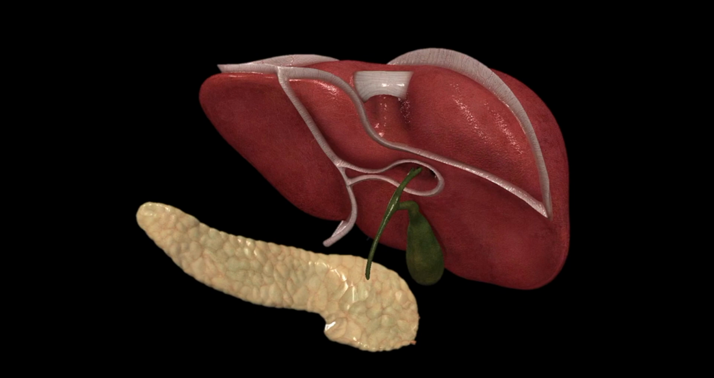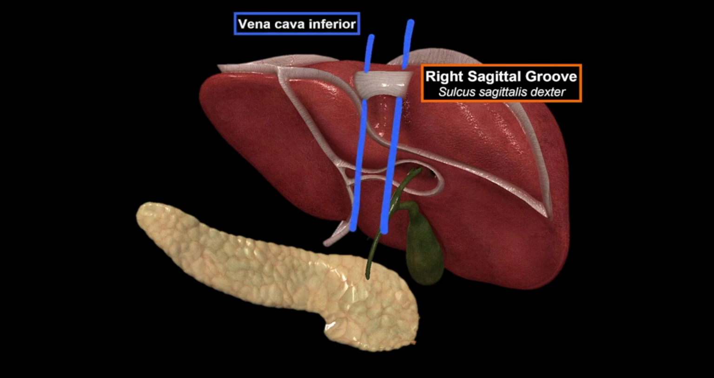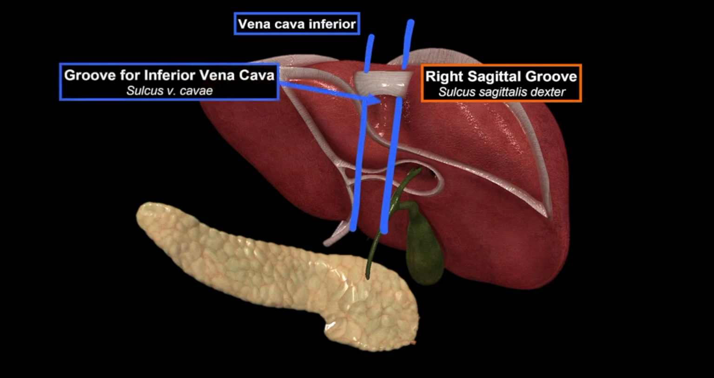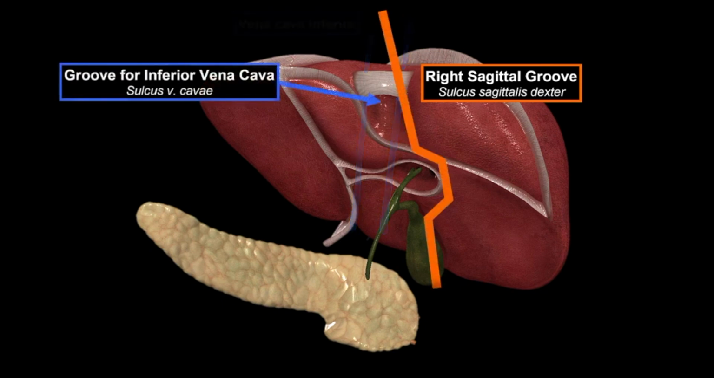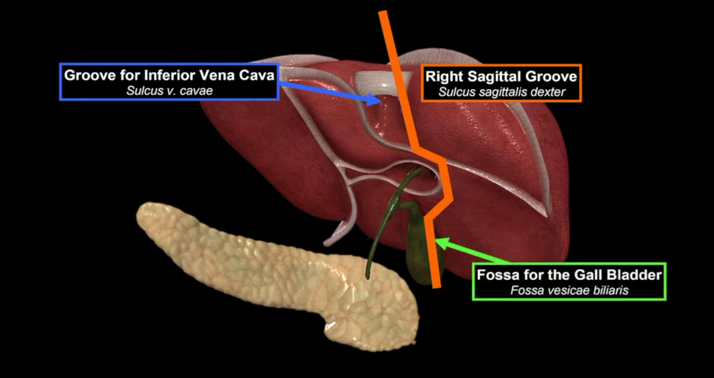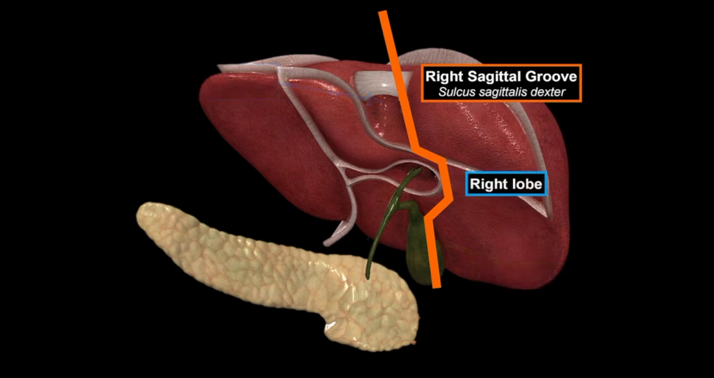We have three important grooves on the posterior surface. The first one is a right sagittal groove, and the right sagittal groove is formed by two other grooves you will find on the visceral surface of the liver. Here I want you to imagine the inferior vena cava running in this direction, forming the groove for the inferior vena cava, right? So the right sagittal groove goes like that. It is formed by the fossa for the gallbladder down here, and it's also formed by the fossa for the inferior vena cava. So that's the right sagittal groove. It separates the right lobe from all other lobes you will find on the posterior view of the liver.